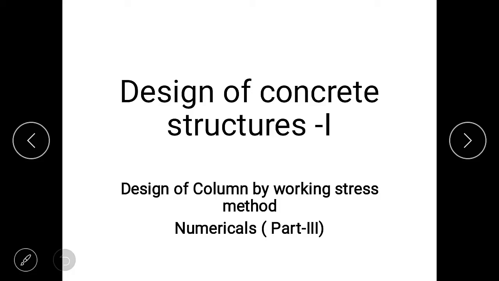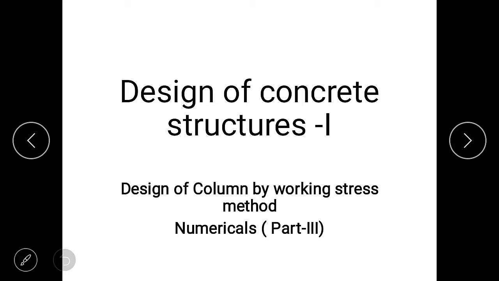Good morning, students. Our subject is Design of Concrete Structure 1. Our topic is Design of Column by Working Stress Method. In the last lecture, we studied the introductory part about a column.